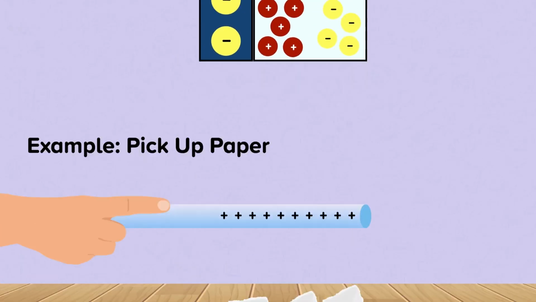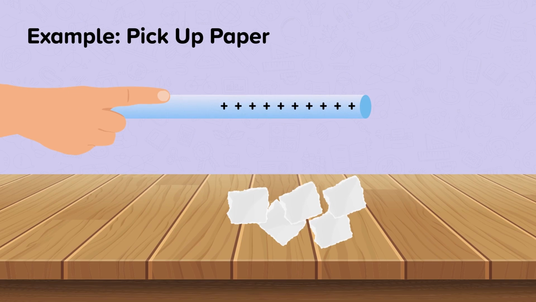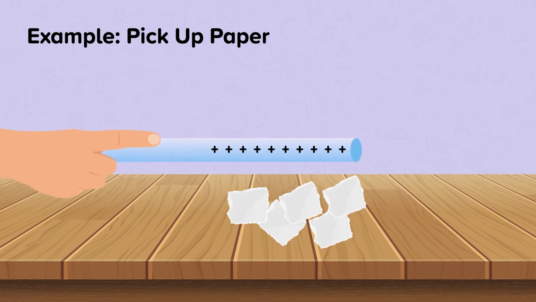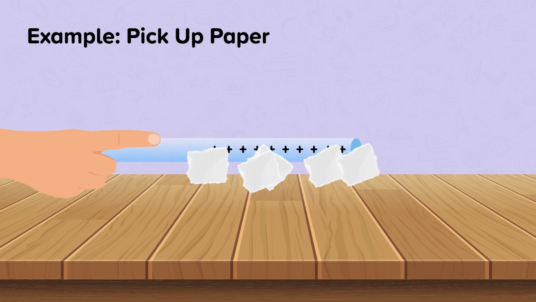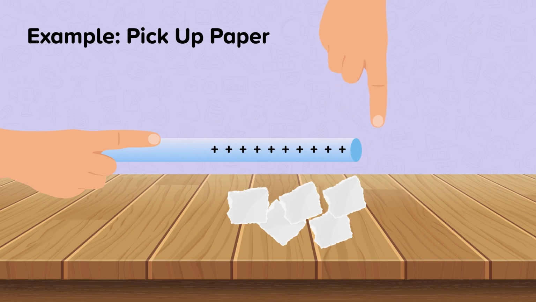Electrostatic induction can be demonstrated using an acetate rod and some small pieces of paper. The acetate rod carries a positive static charge. When the acetate rod is moved close to the small pieces of paper, they are attracted towards the acetate rod. The pieces of paper don't have an overall electric charge, so why are they attracted to the rod?